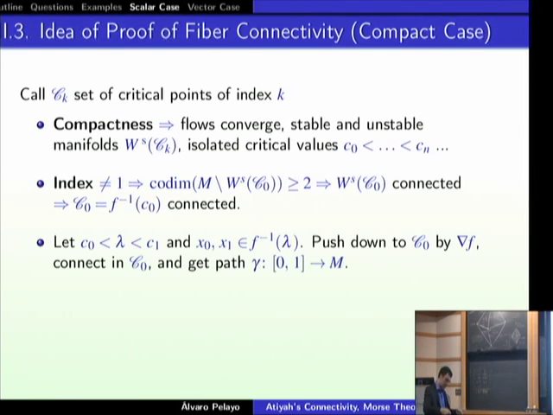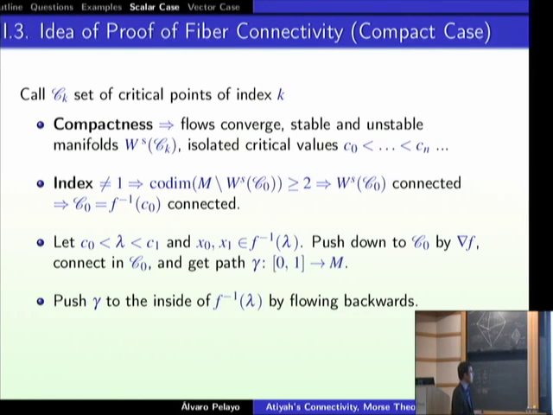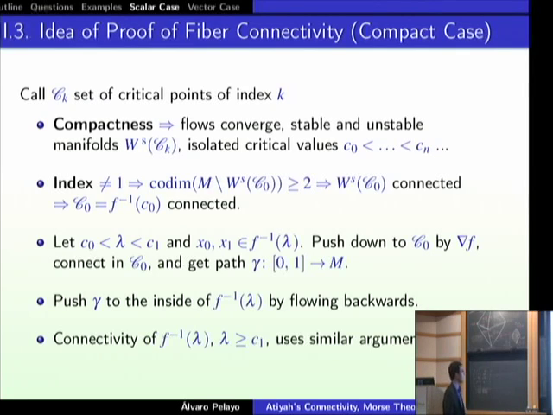And now you connect the 2 points on the critical manifold of index 0. And now using a transversality argument, you flow it back to the original fiber. So I think this is a beautiful idea. This is the classical argument, I believe. You have to do things a little more carefully if you want to go to fibers which are far away from the set of critical points of index 0, but similar arguments apply.